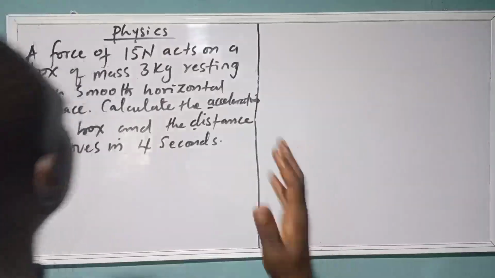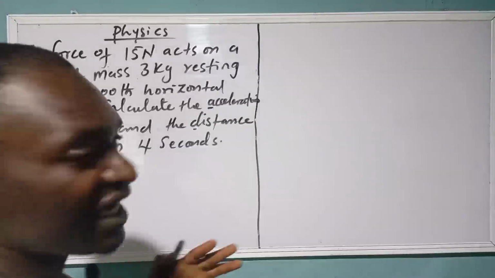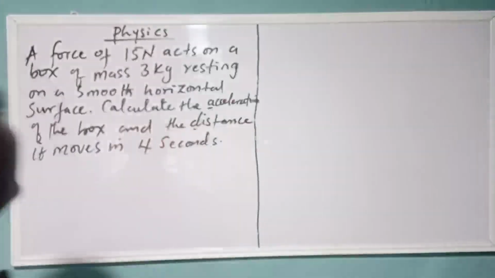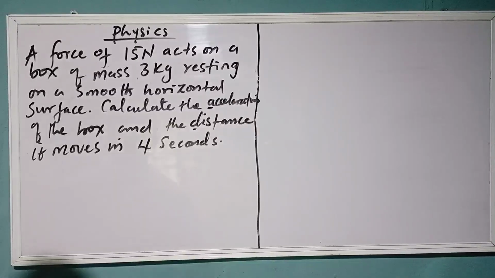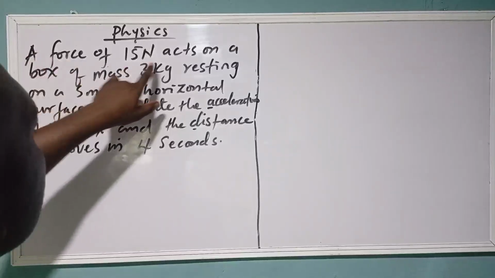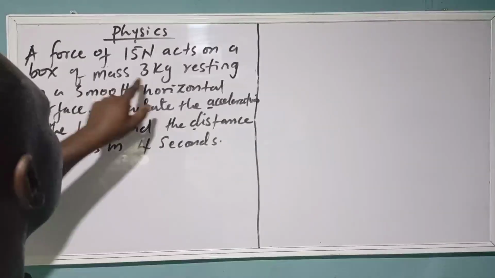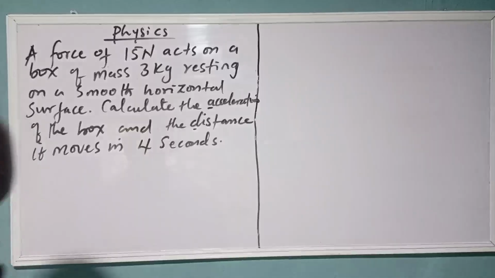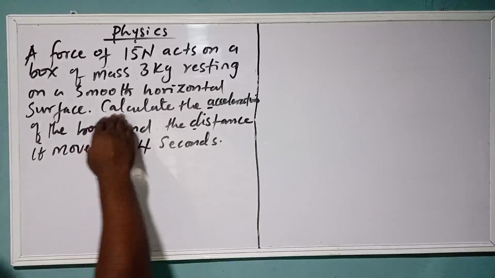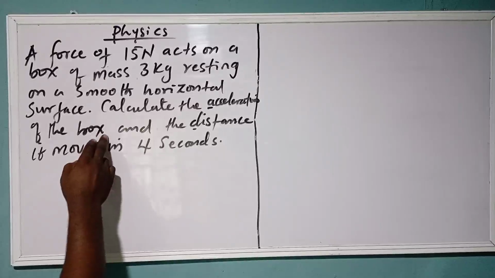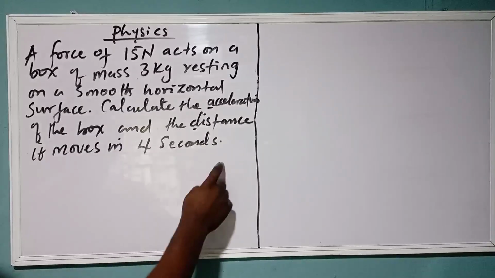Hello, I have this very interesting question which I would like us to work out together. All right, so let's work this. Now, the question says a force of 15 Newton acts on a box of mass 3 kilogram resting on a smooth horizontal surface. We are to calculate the acceleration of the box and the distance it moves in 4 seconds.